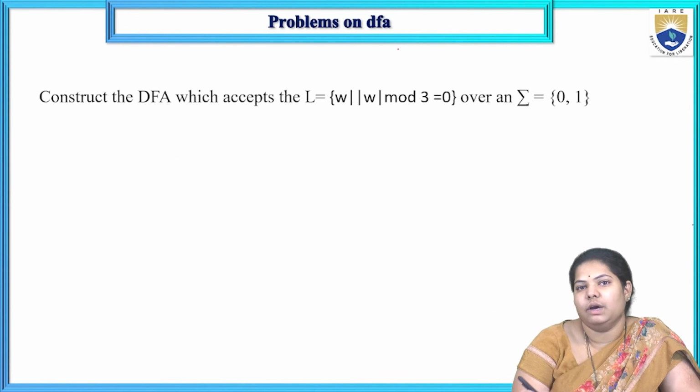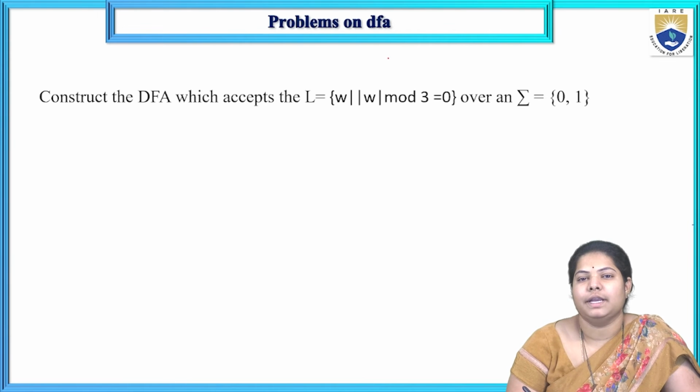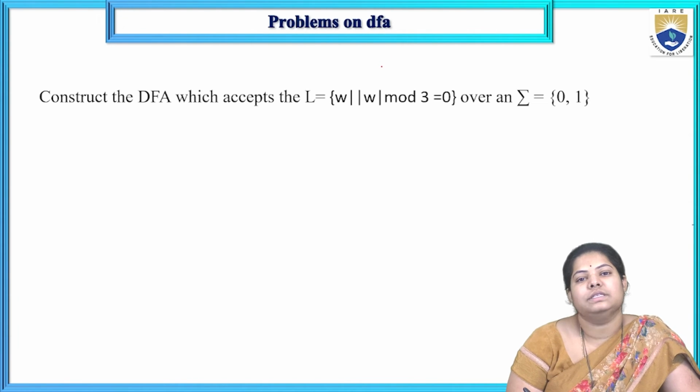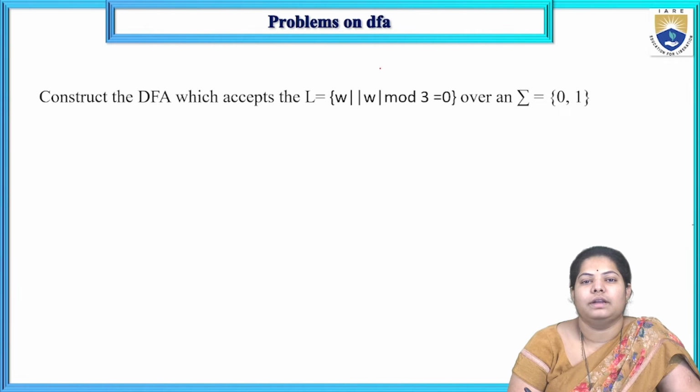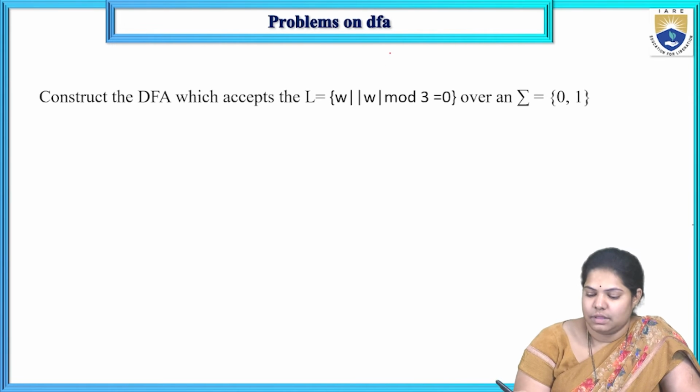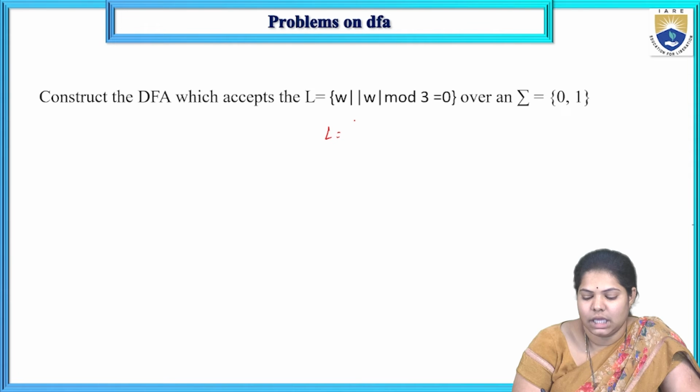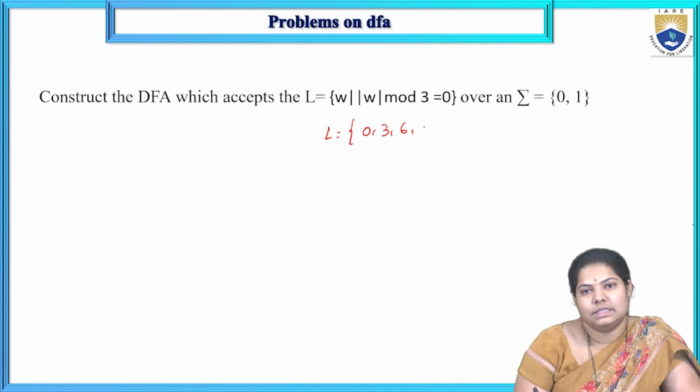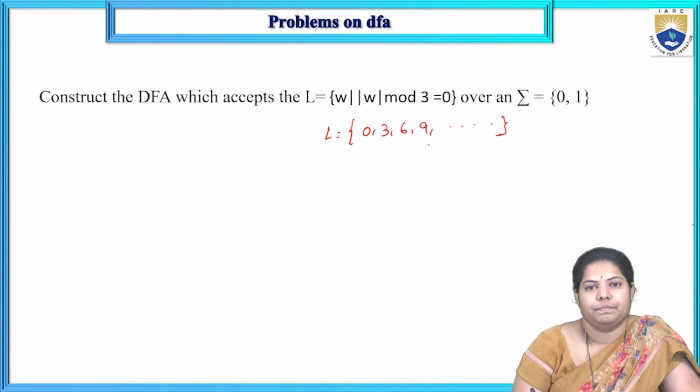Till now we have learned the string length divided by 2 with the remainder 0 and the string length divided by 2 with the remainder 1. Now we are going to learn the string length divided by 3 with the remainder 0. That means what are the possible string lengths that we will get? We will get 0, 3 length string, 6 length string, 9 length string and all multiples of 3.